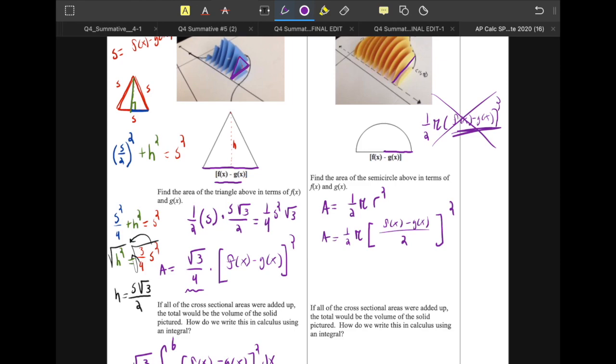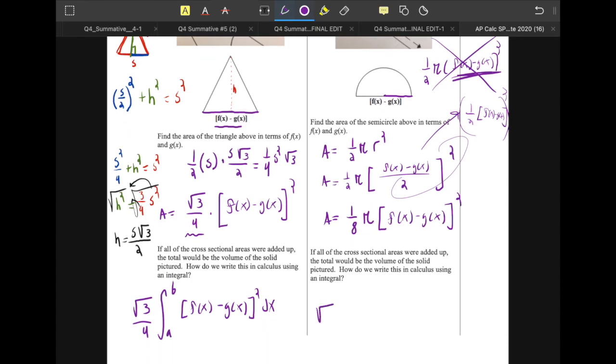This would be the same thing as saying the area is equal to 1/8, right? Because this 2 squared becomes a 4, and you can pull that out. 1/8 pi times f of x minus g of x. I guess that no longer needs to be in a fraction. F of x minus g of x squared. So I think you could also write this, if you like to write it this way, as 1/2 times f of x minus g of x squared. And maybe that would help you see that 1/4 turns into a 1/8 better.